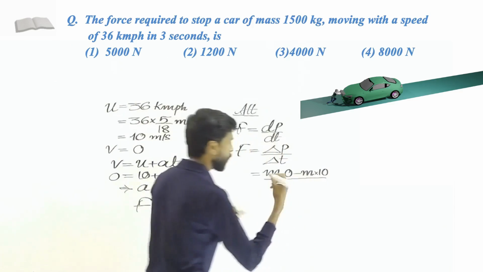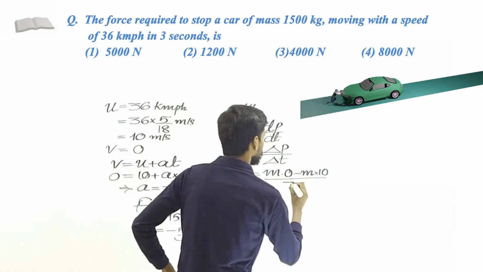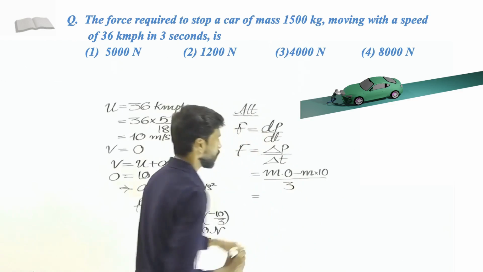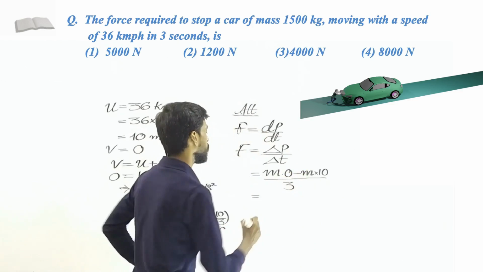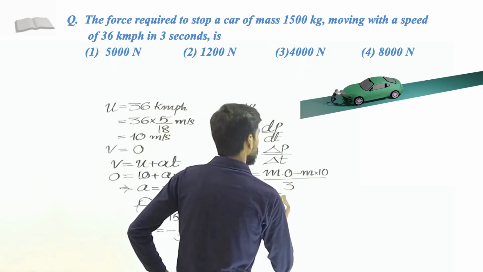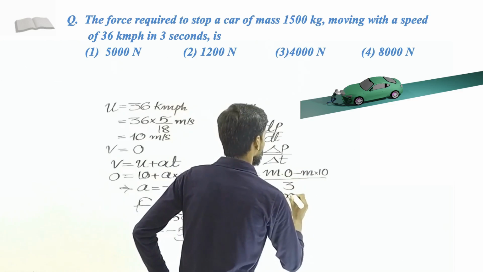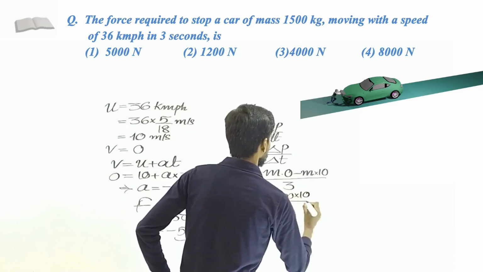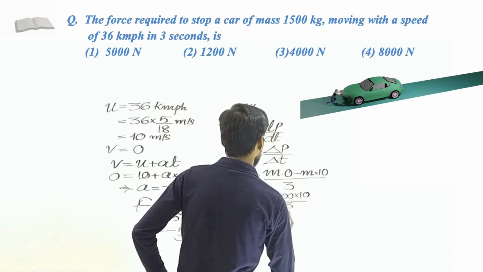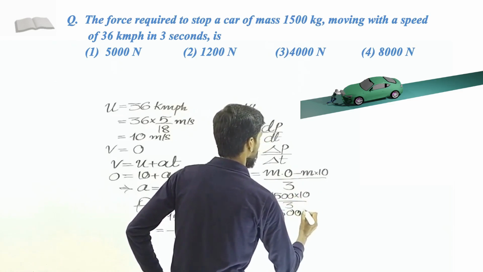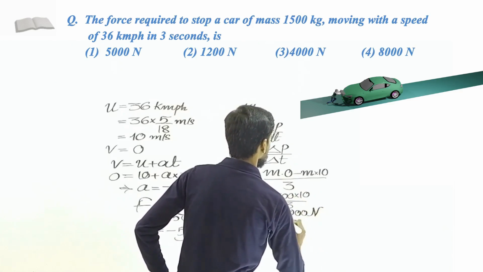The time duration is 3 seconds. So that gives you our required answer. This is m, the mass of the object, which is minus 1500 multiplied by 10 divided by 3. That equals minus 5000 Newton. So that is the required answer.